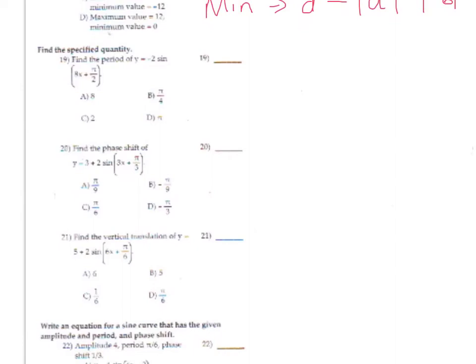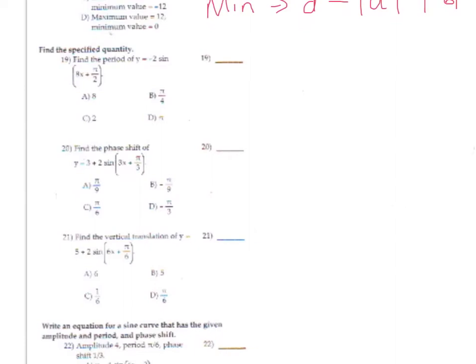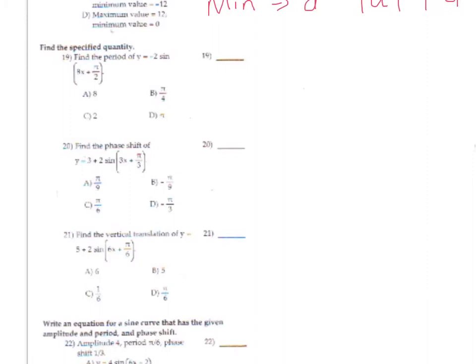Number 19. It says to find the specified quantity. Well, they want the period. So I need to find the period. The formula for the period is 2 pi over b, and b is the number in front of the x, so it's divided by 8. Be careful here because you need to reduce. By 2 is 1, by 2 it's 4. So the answer is pi over 4. It's not 4 pi. Be careful. It's pi over 4.